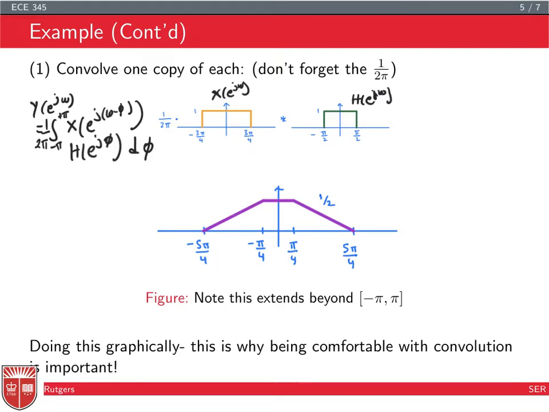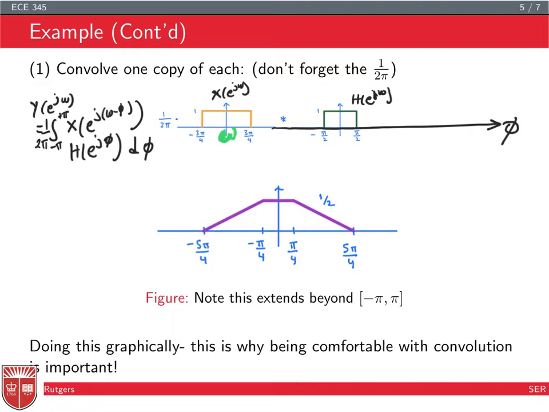So let's suppose that this is the phi axis here, and omega. You're flipping this one and shifting it. It's shifted by omega. When you flip it, it's the same because it's symmetric. But when you shift it, this is omega actually. So in this case, omega is here because I shifted by omega.